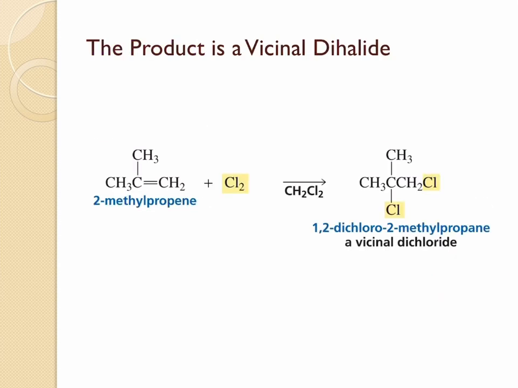Here is an example for the electrophilic addition of chlorine to an alkene. We have 2-methylpropene reacting with chlorine in the presence of dichloromethane to give the vicinal dihalide. So this dichloromethane is simply going to act as a solvent, trying to dissolve both of these reactants. So the two chlorines are going to get added to the two sp2 carbons to form the vicinal dihalide.